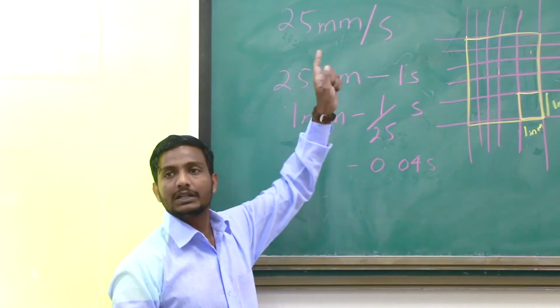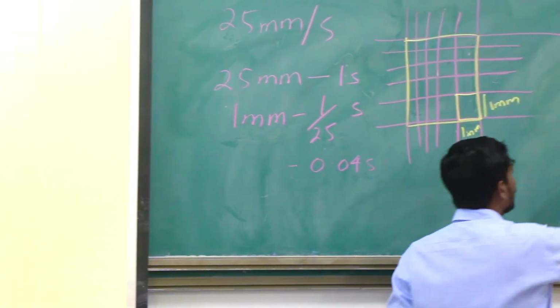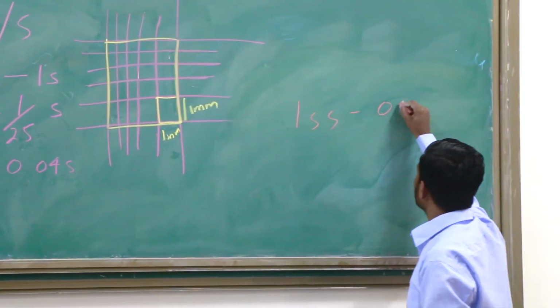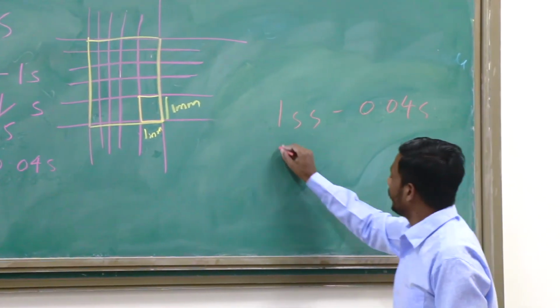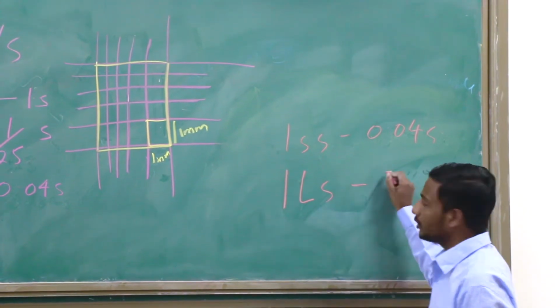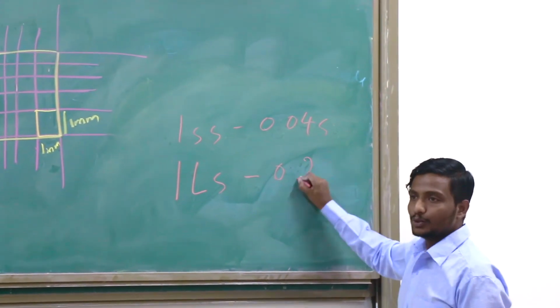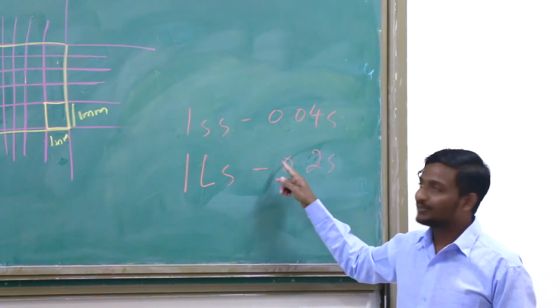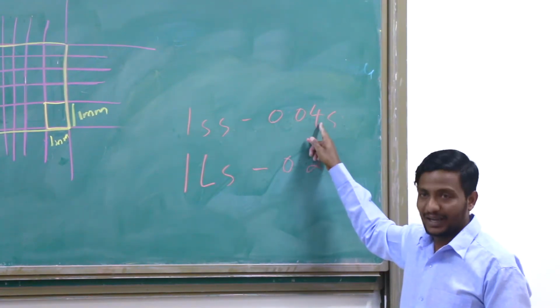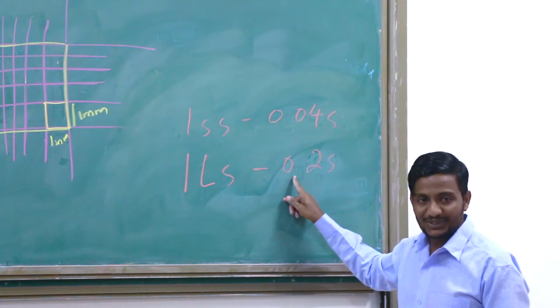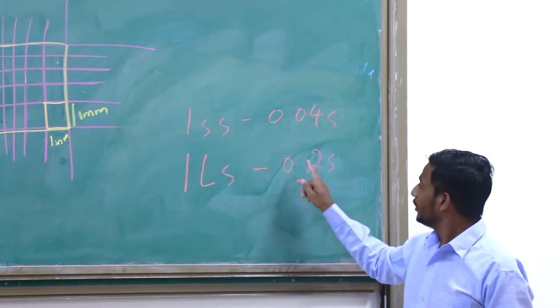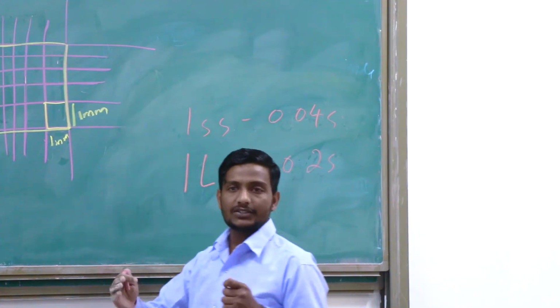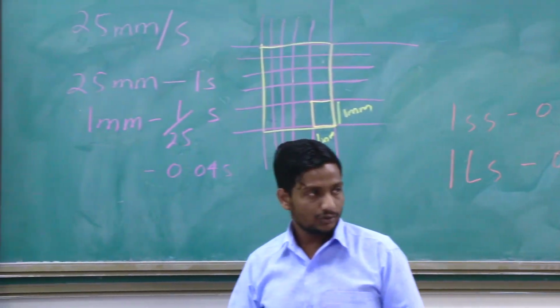Now let's go further. If one small square is equal to 0.04 seconds, can you give me the calculation? One large square will be equal to how much? We did not do any nuclear mathematics here. We simply multiplied 0.04 with 5. And we got how much? 0.2. Right? By the way, you tell me, for the time which axis are we looking at? X-axis or Y-axis? X-axis. Right?